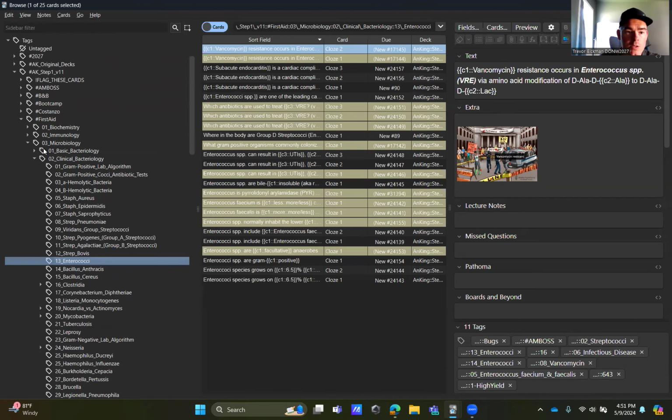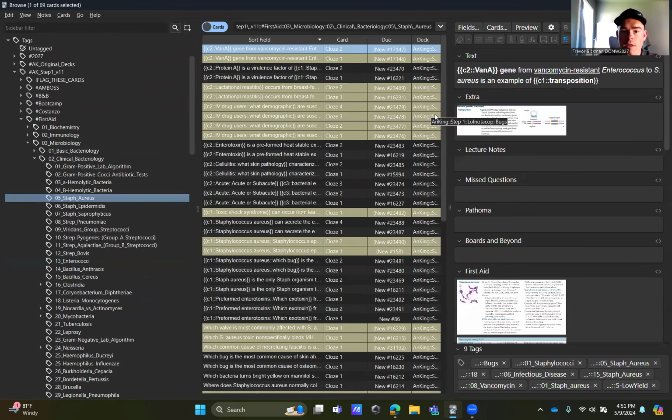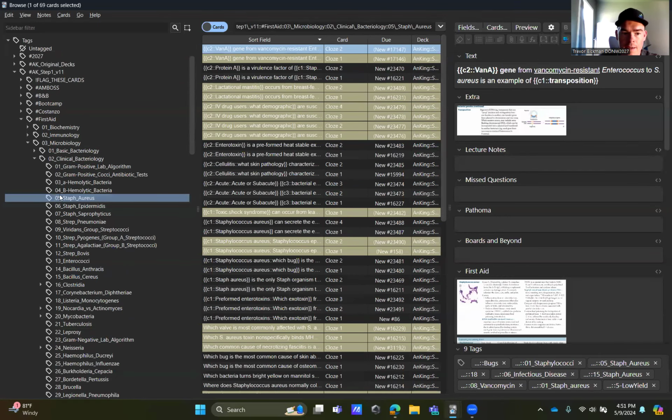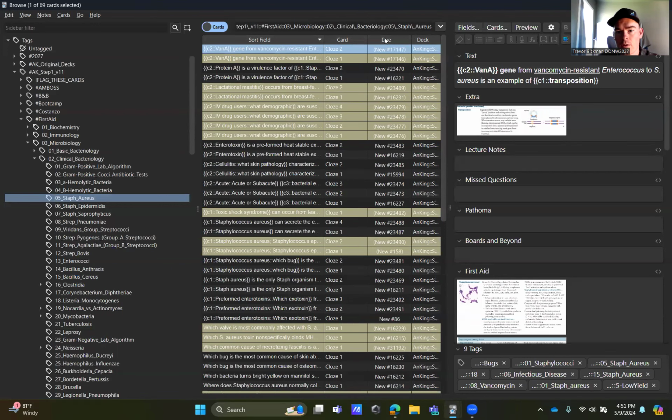So, going to be in First Aid microbiology first under clinical bacteriology, and you're going to come down to section 5, Staph aureus. This is a big, long section with a lot of cards in it, and I can't break it down anymore, so we'll go through it slowly. Make sure your sort field has this little arrow pointing down like mine, not up, and not in one of these other sections. So what we're going to do is just go through it slowly.